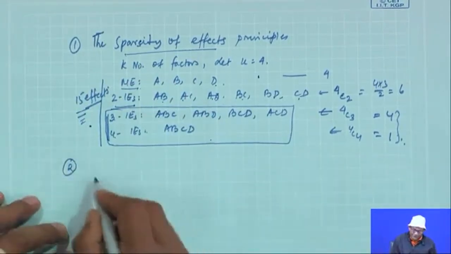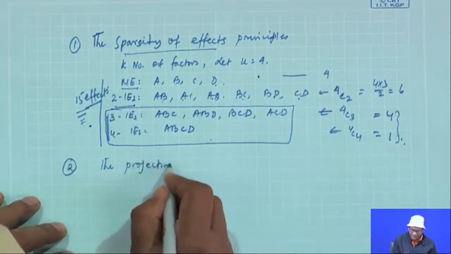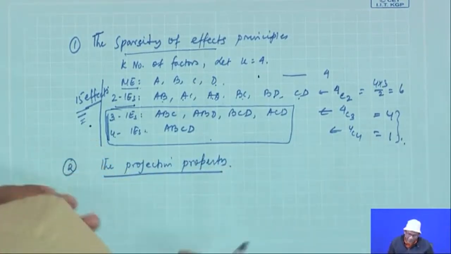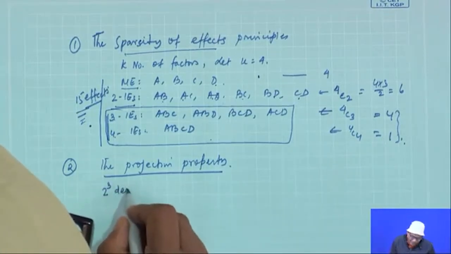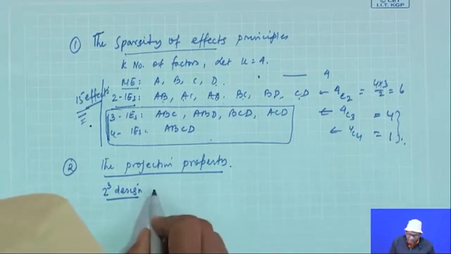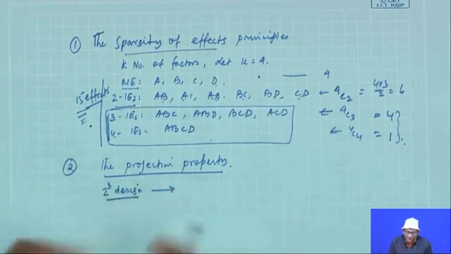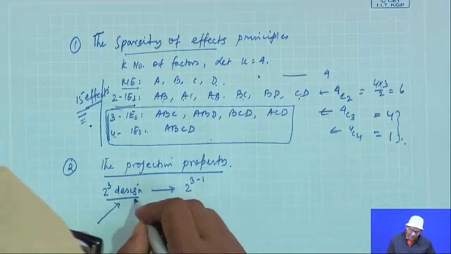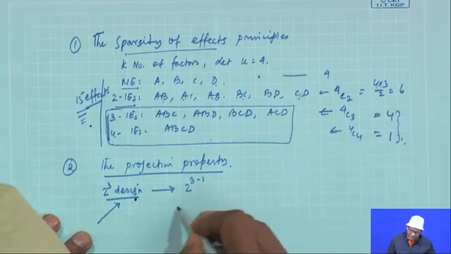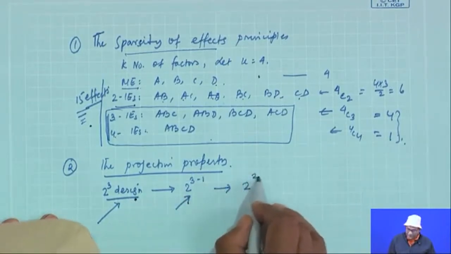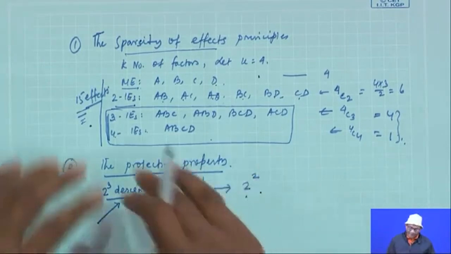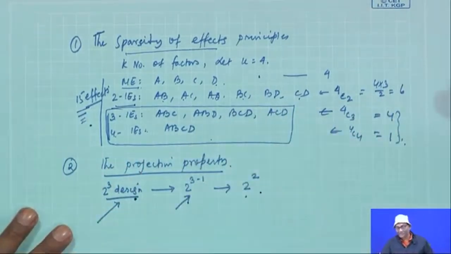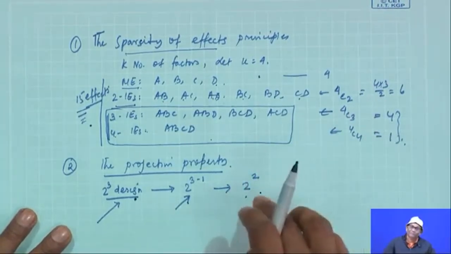The second principle is the projection property. What is this projection property? The projection property means, suppose you consider a 2 to the power 3 design. Now, you are not able to do all runs, so you are going for a 2 to the power 3 minus 1 design. In the 3 factor case it is fractional, not giving you the full design, but if you project into the lower dimensions, then it will become a full 2 to the power k factorial.